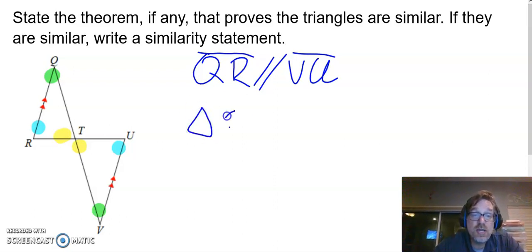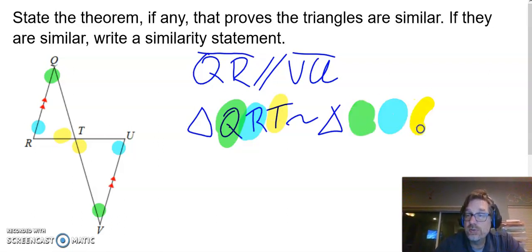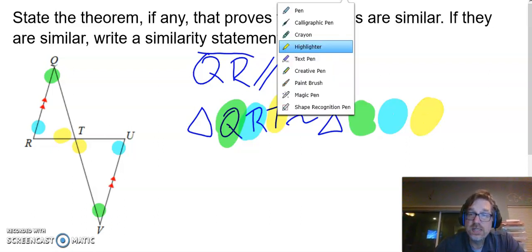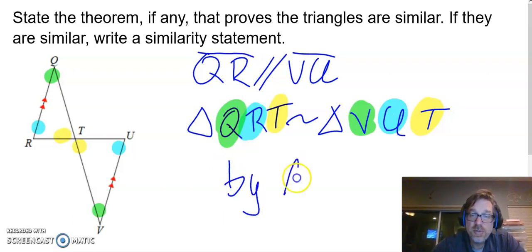So I know triangle QRT is similar to triangle... now we've got to match it up. So I did Q, R, T. We did green, blue, yellow. So the next one needs to be green, blue, yellow in the exact same order. So green is going to be angle V, U, T, and they are similar by angle, angle.